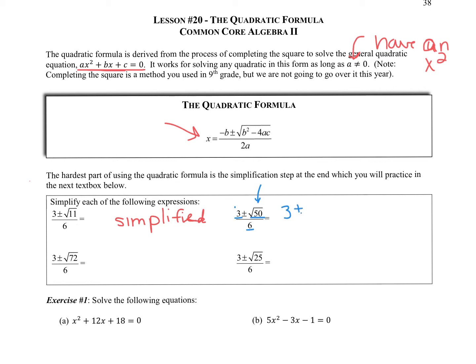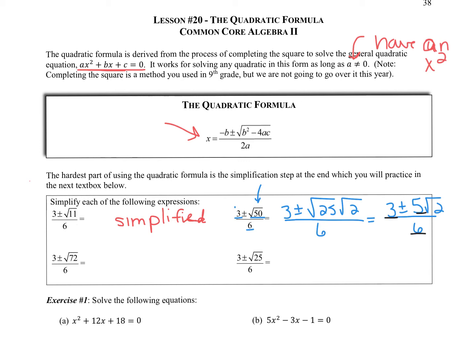50 breaks up into 25 and 2. So this is going to be 3 plus or minus, the square root of 25 is 5, so 5 square roots of 2 over 6. If you need to go back to the last lesson, that's where I spent a little more time breaking down simplifying radicals. Now looking at this, both of these numbers have to have a common factor with 6 in order to simplify this, and that's not true. The 5 and the 6 have no common factors.